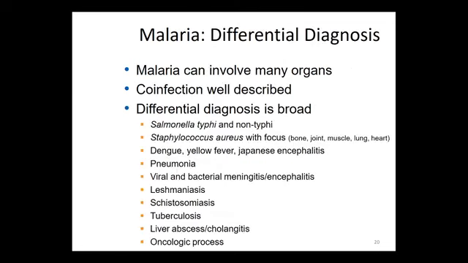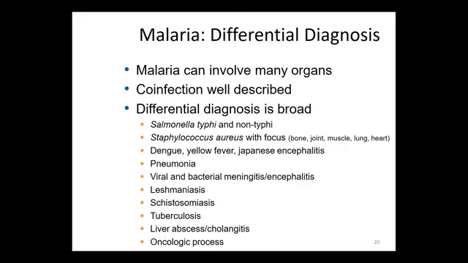Differential diagnosis. Malaria can involve many organs, so it's not that easy. And co-infection, which we will describe. Again, malaria may be together with some other disease, so except malaria drugs, you should maybe prescribe something else. So, differential diagnosis with Salmonella typhi and non-typhi. Yes, high temperature, some vomiting, maybe, why not?